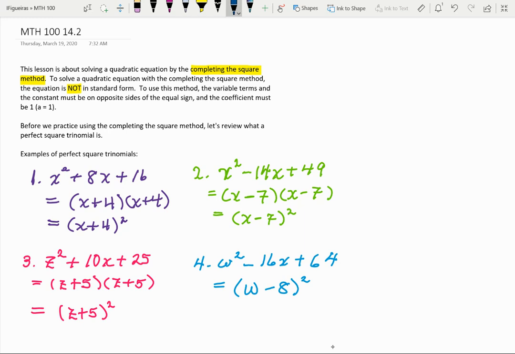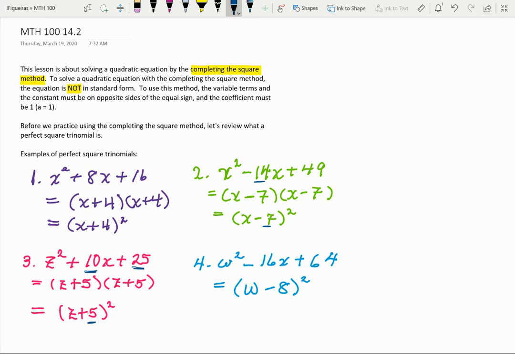Notice that my middle term is 10, and my factors are z plus 5 and z plus 5. 5 is half of 10, but 5 is also the square root of 25. That is the case with all of these. So let's look at this one. Half of negative 14 is negative 7, and then the square root of 49, remember, that's plus or minus 7, and so that relationship exists here as well.